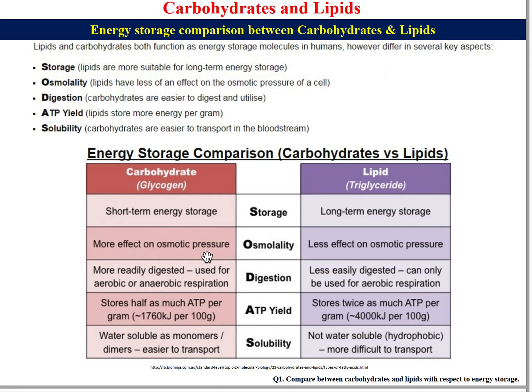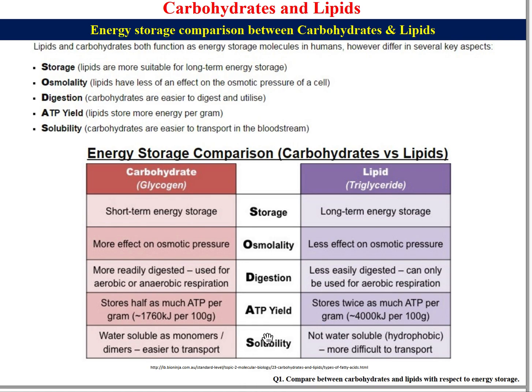Okay, so energy storage comparison between carbohydrate and lipid. This is the carbohydrate and this is the lipid. Carbohydrate belongs to short term energy storage and lipids belong to long term energy storage. Carbohydrates have more effect on osmotic pressure, but lipids have less effect on osmotic pressure. Carbohydrates are more readily digestible and used for aerobic and anaerobic respiration, and lipids are less easily digested and can only be used for aerobic respiration. Carbohydrate stores half as much ATP per gram, but lipid stores twice as much ATP per gram.